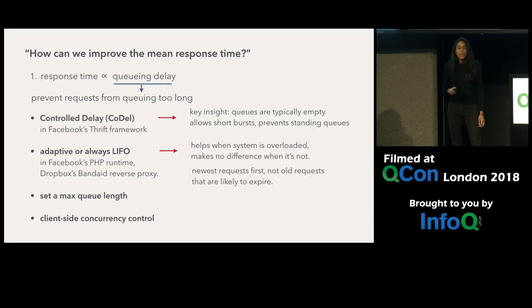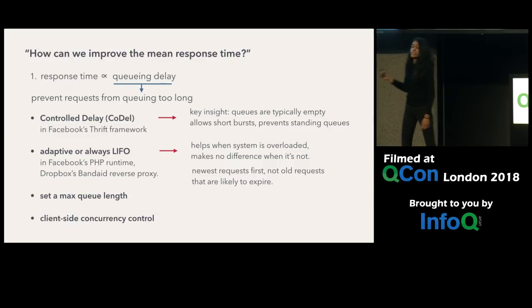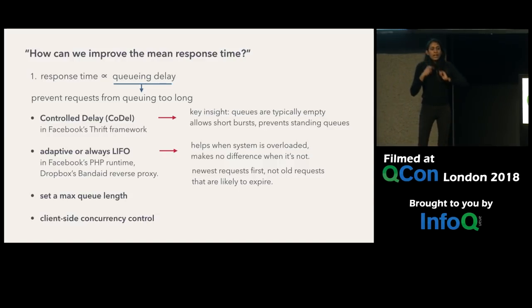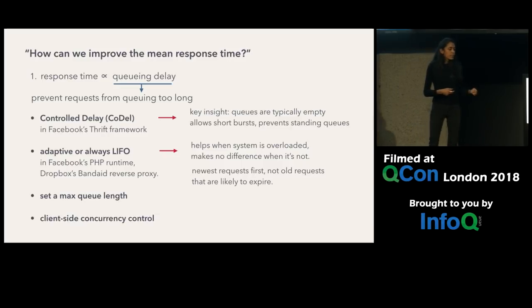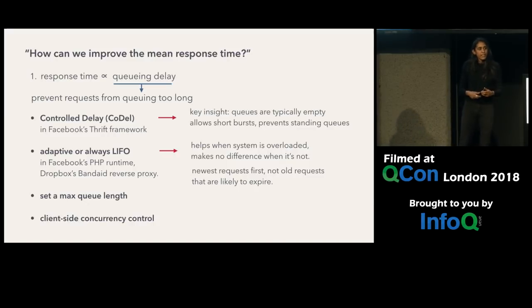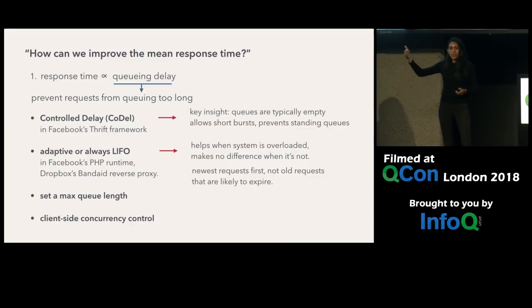A second uncommon and interesting approach is you process requests in LIFO order, in last in, first out order. Now, Facebook implements this as well in their PHP runtime, and they use adaptive LIFO. Their queues start off as first in, first out queues, and they switch to last in, first out when they notice that the server is getting overloaded. But Dropbox recently released an article talking about their reverse proxy Bandaid, and Bandaid always processes requests in last in, first out order. Now, why do they do this?